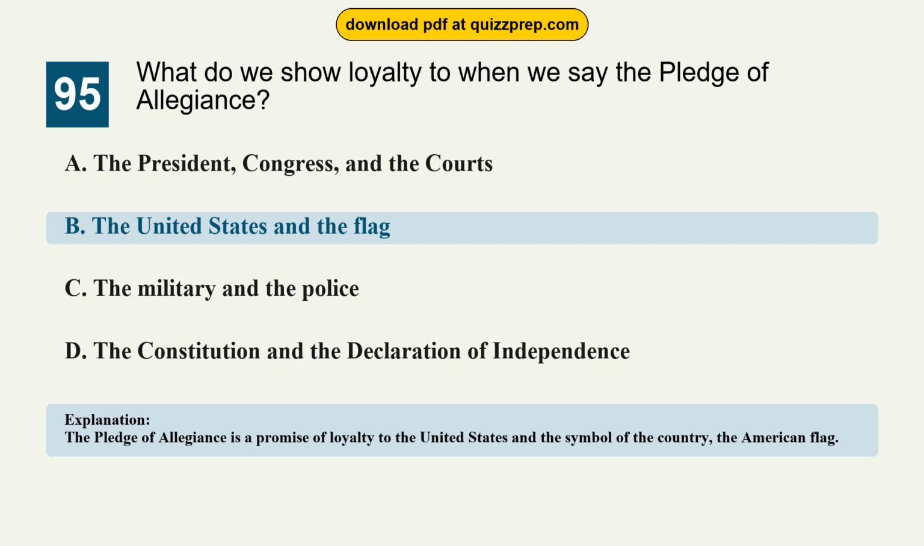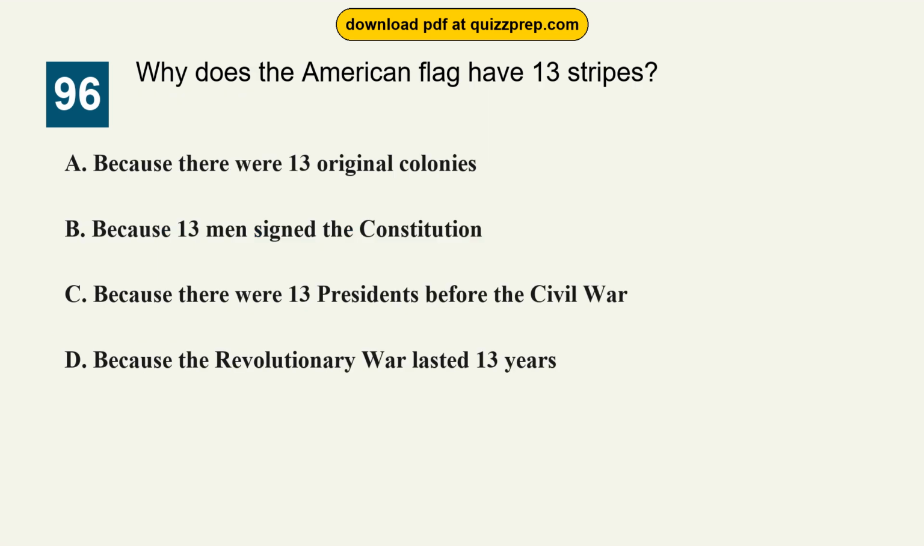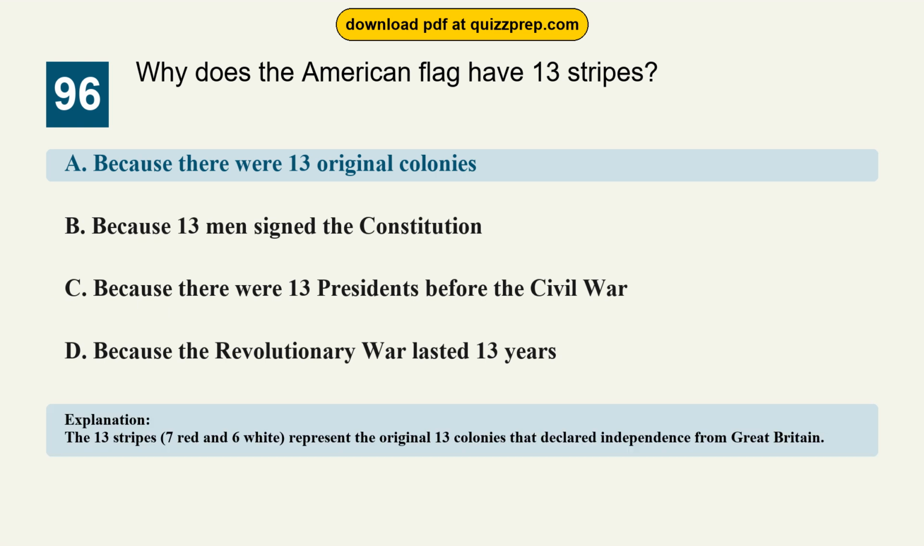Question 96. Why does the American flag have 13 stripes? Option A. Because there were 13 original colonies. Option B. Because 13 men signed the Constitution. Option C. Because there were 13 presidents before the Civil War. Option D. Because the Revolutionary War lasted 13 years. The correct answer is option A. Because there were 13 original colonies. The 13 stripes, 7 red and 6 white, represent the original 13 colonies that declared independence from Great Britain.